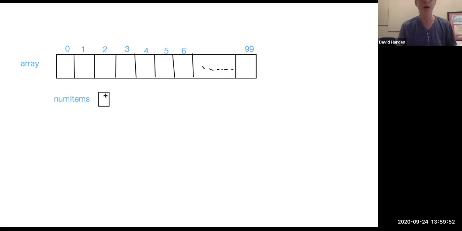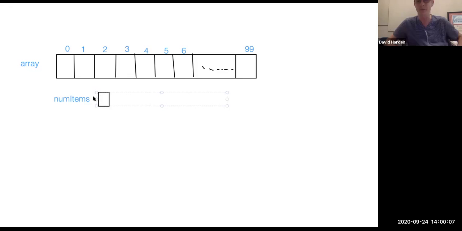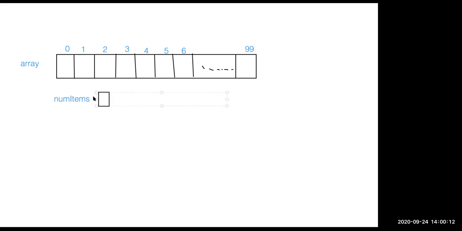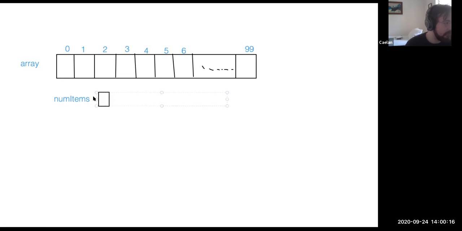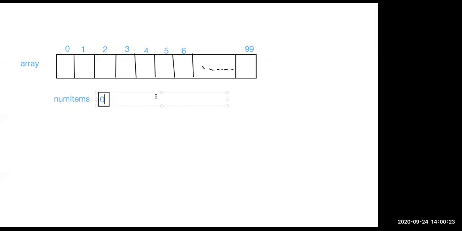Okay. When we first start, what is num items going to be? Help me out here. We've got an empty stack. What's num items going to be? 0. I know this is a tough one. Someone be brave. I think somebody answered 0. All right, 0. Num items is going to be 0 when we start.